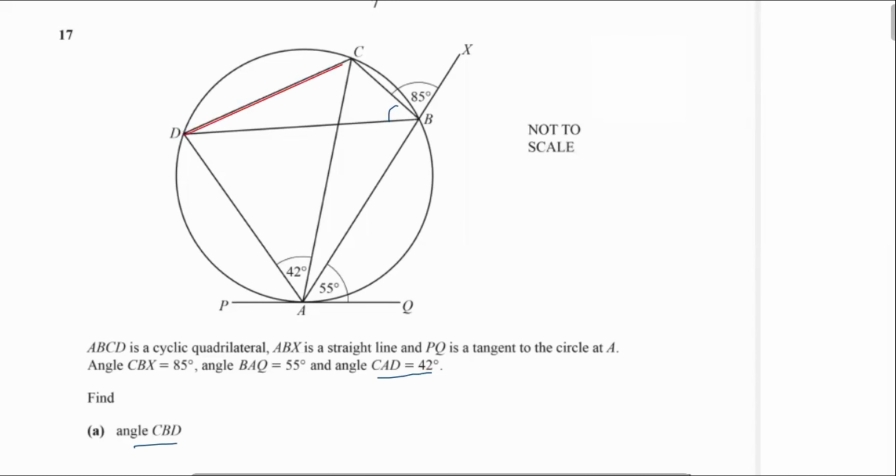Now this chord DC makes angle CBD, and this chord also makes an angle at A. Now you can see here, this angle by DC is also made at the circumference. Now therefore we can write it as angle CBD will be equal to angle CAD. That will be equal to 42 degree. The reason is angle in same segment by a chord.